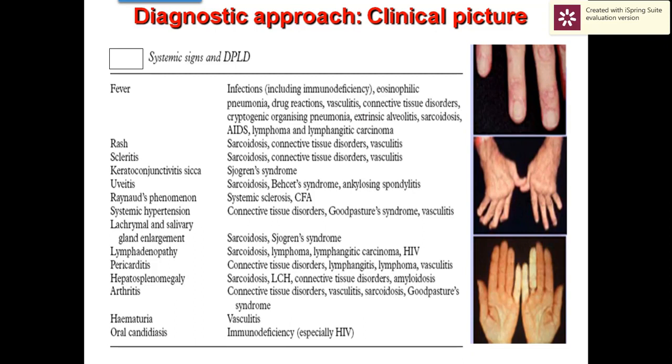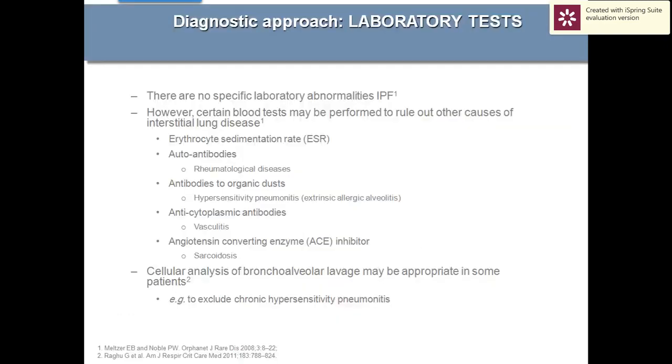This is also diagnostic approach, systemic sign, and diffuse parenchymal lung disease. Uveitis can be present in sarcoidosis, ankylosing spondylitis, arthritis, rheumatoid hand, also can be presented associated with diffuse parenchymal lung disease.